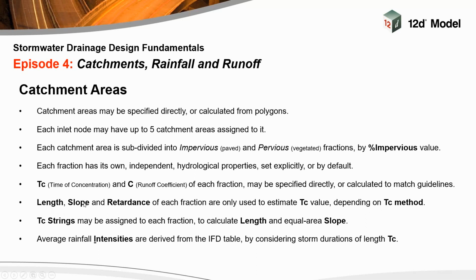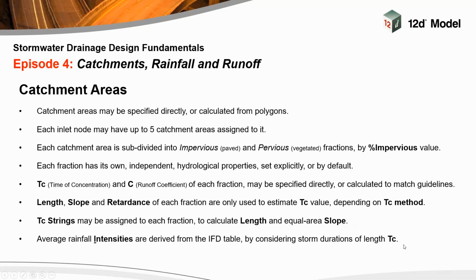And in order to calculate the length and slope of a catchment, we can use 12D to do that as well. You can draw, and I'll show this a bit later, TC strings within your catchments, and 12D will automatically use those to assign levels to them, calculate the length and determine the equal area slope of your catchment, which is typically the slope used for catchment analysis. And it will measure that from the finished surface tin.